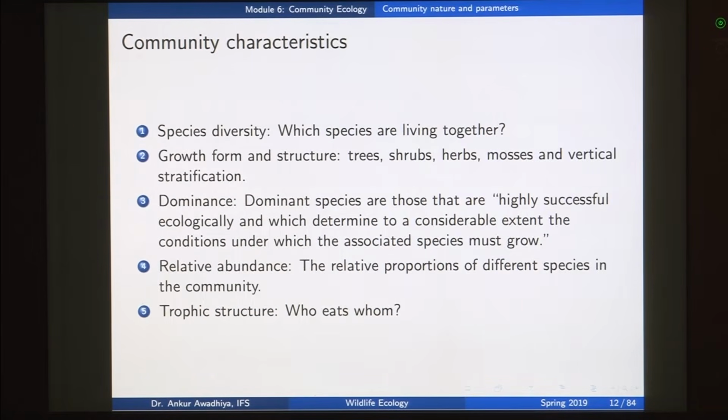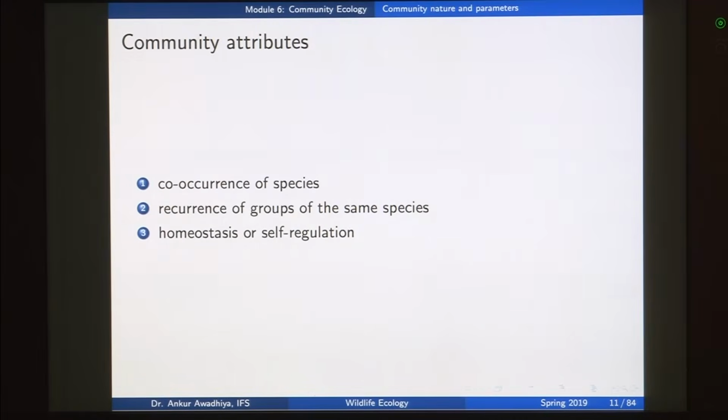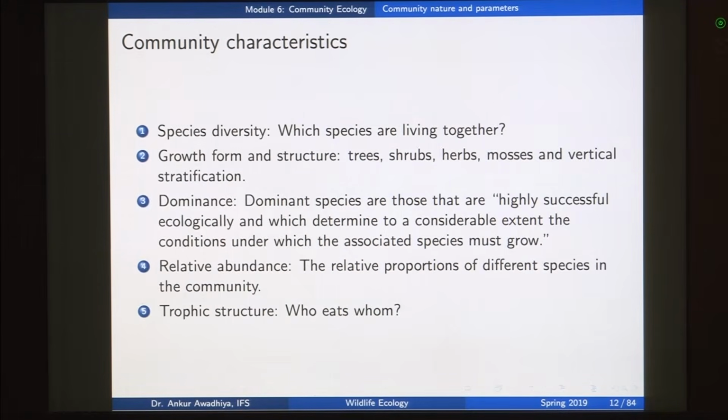Now we will look at some community characteristics. What are the different characteristics through which we can differentiate one community from another community? In the case of attributes, we were asking the question, how do you define a community? What are the things that are common between different communities? And in the case of community characteristics, we are asking what are the things that are different in different communities.